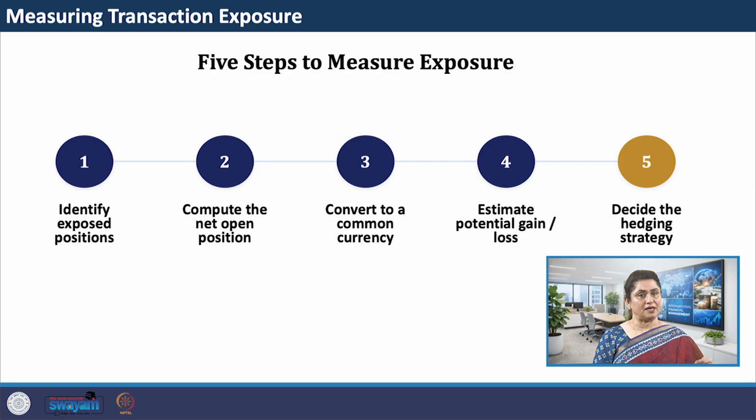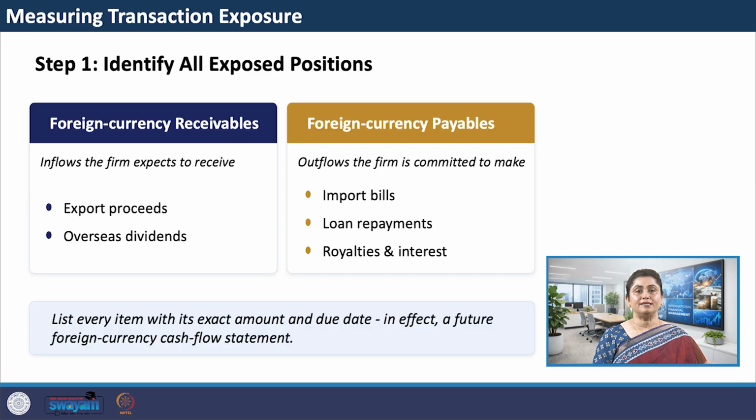The process has 5 steps. Step 1, you identify all exposed positions. The firm must prepare a list of every foreign currency receivable, like export proceeds and overseas dividends, and also every foreign currency payable, like import bills and loan repayments, payment of royalties, etc., along with their exact amounts and due dates. In simple words, the company prepares a future foreign currency cash flow statement.